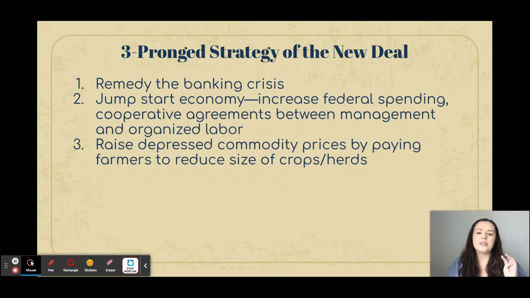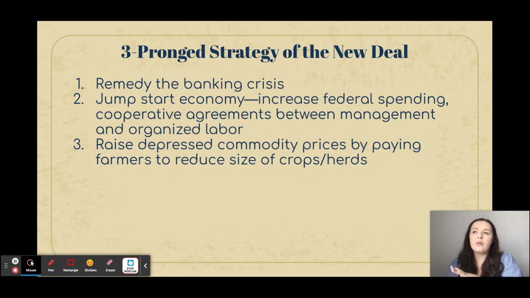So we have this three-pronged strategy. One, at the top of FDR's list, is to fix the banking crisis. So get banks back up and running, get people putting their money back in banks, so they trust the banks. Two, we have to jumpstart the economy. I've kind of hinted at this. We need people to start spending their money again.